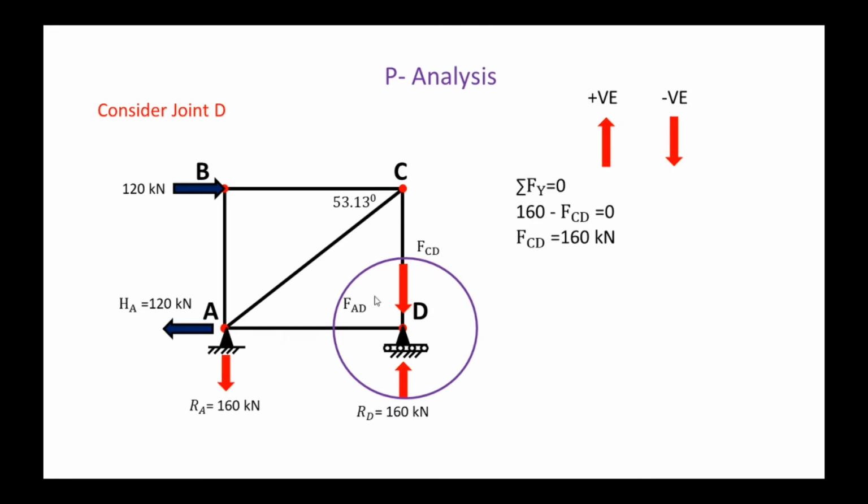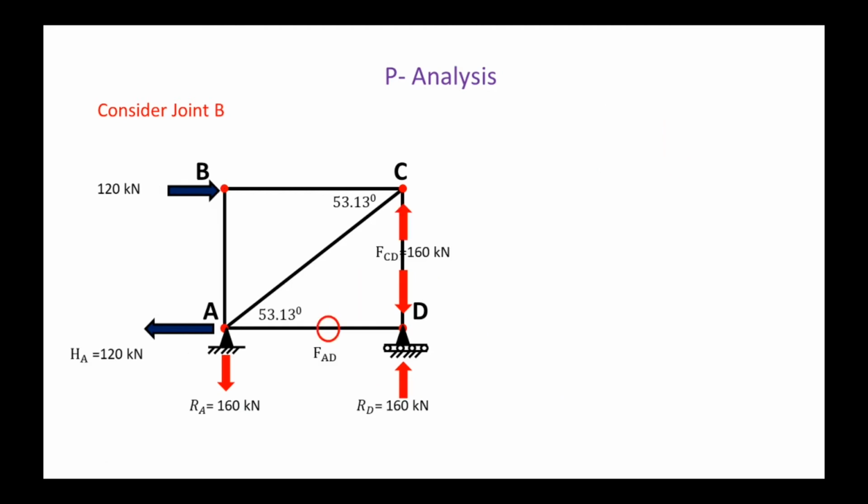Then we have to find out the FAD. So here apply the sigma Fx condition. At the joint D, there is no horizontal force, so FAD is equal to 0. So automatically we got the value of FAD is equal to 0.